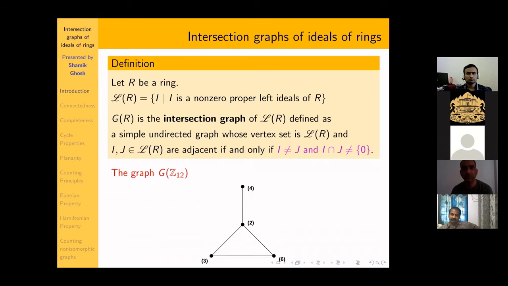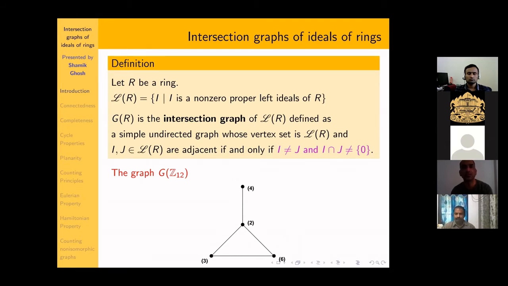Suppose you start with a ring, and your collection is the set of non-zero proper left ideals. Then the graph that you are constructing has as its vertex set the collection of non-zero proper left ideals, and two such ideals are adjacent if and only if their intersection is non-zero, not non-empty, non-zero, and they are unequal. This we call the intersection graph of ideals of a ring.